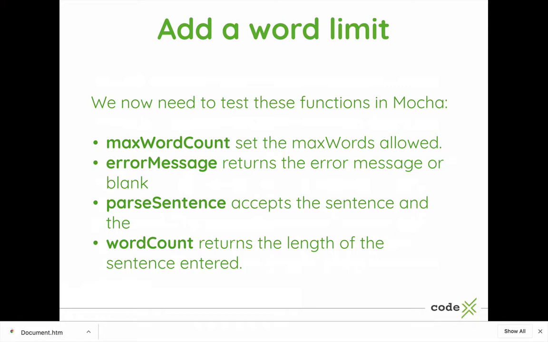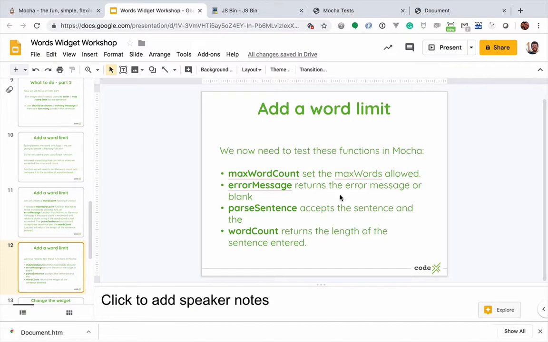So let's have a look again. Let's look at it slowly. We need to test these functions in Mocha. Okay, so we want the max word count to set the max words allowed, we need an error message function that returns a message or blank. We need the parse sentence to accept the sentence, and the word count returns the length of the sentence that was entered. Okay, so let's write our Mocha tests accordingly.